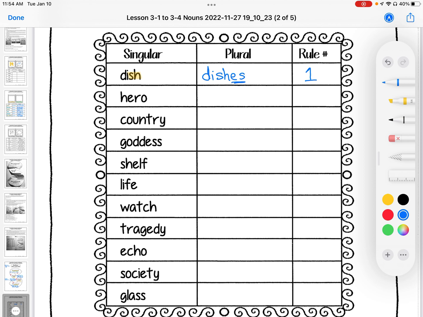My next word is hero. Hero ends with an O, and that is rule 3. Remember that rule 3 says when a word ends with a consonant plus an O, add S or ES to the end. And I know that heroes is spelled with an ES.